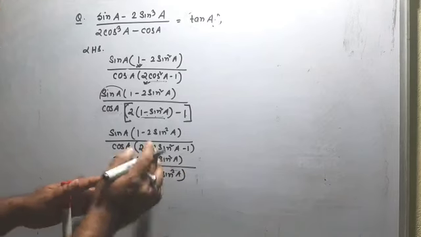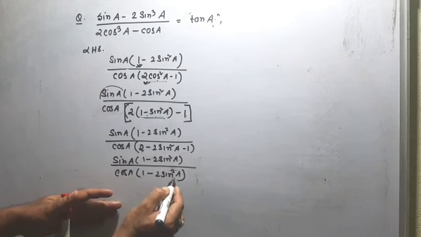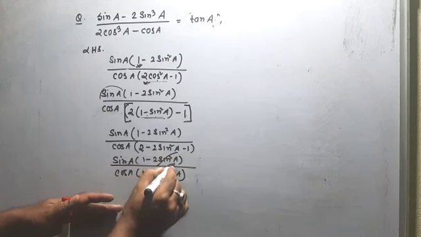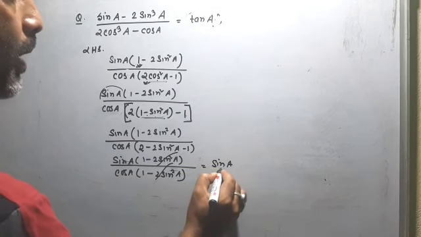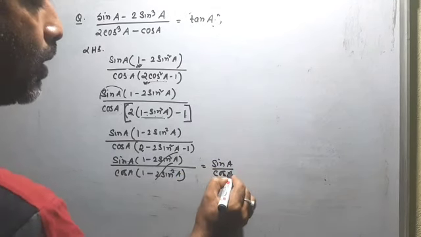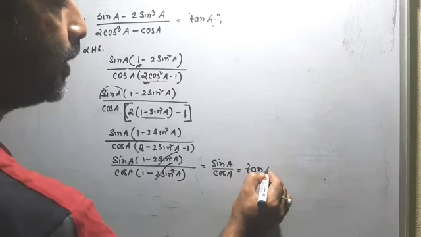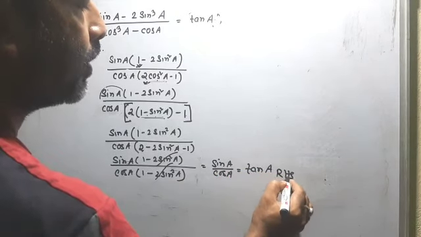So I complete my target. 1 minus 2 sin square a, 1 minus 2 sin square a is similar, so I cancel. So you have only sin a by cos a, sin a by cos a, that is tan a, RHS.